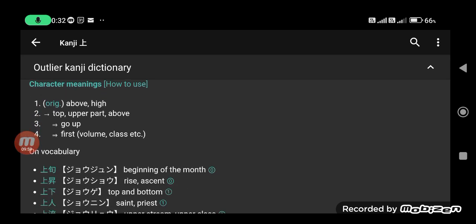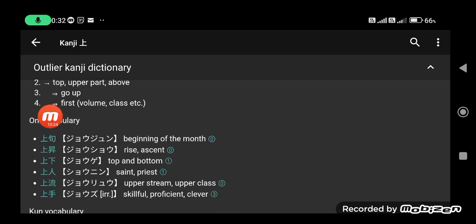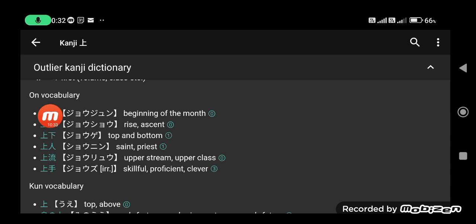Okay, so the original meaning above, high, and then the primary meaning top, upper part, above. Secondary meaning go up or climb up. And another secondary meaning first when it comes to volume or class. So vocabulary that uses the onyomi, jojun, or beginning of the month.